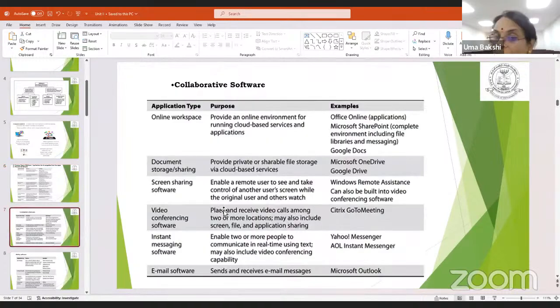Collaboration software. Collaborative software means I'm working online. So I'm taking somebody's workspace and then I'm working on. So provide an online environment for running the cloud-based services. Suppose, for example, today we have a Zoom class. This Zoom class, how did I do? Zoom is a software. My system is a software. So I connect it to Zoom to use that application and then I'm teaching you the lesson.